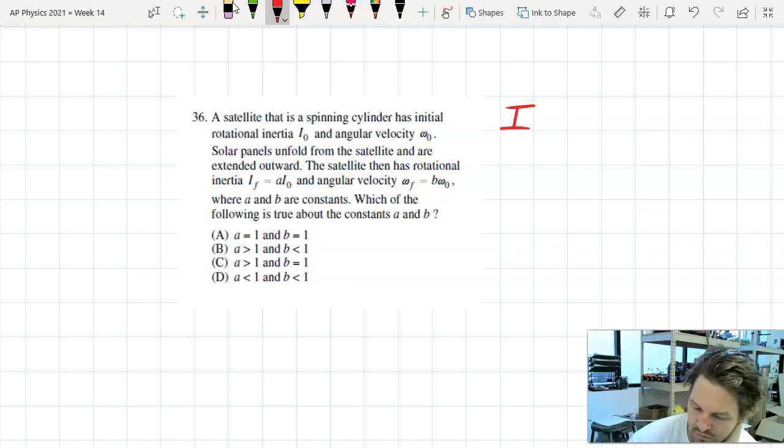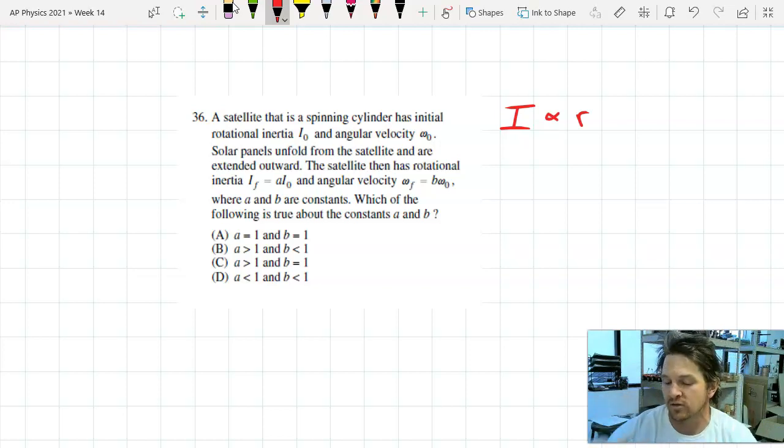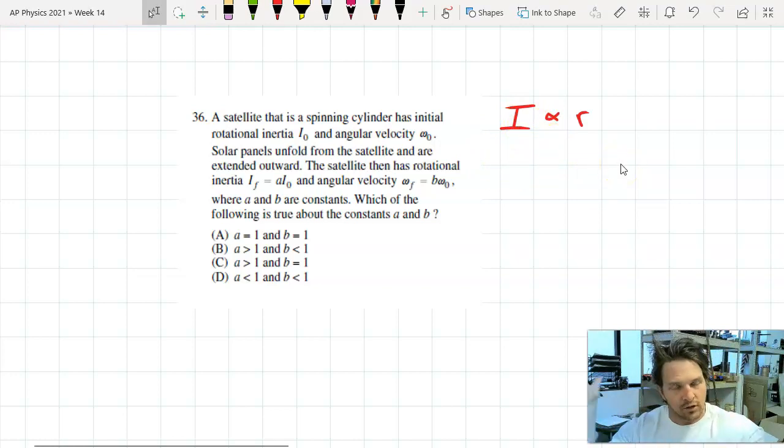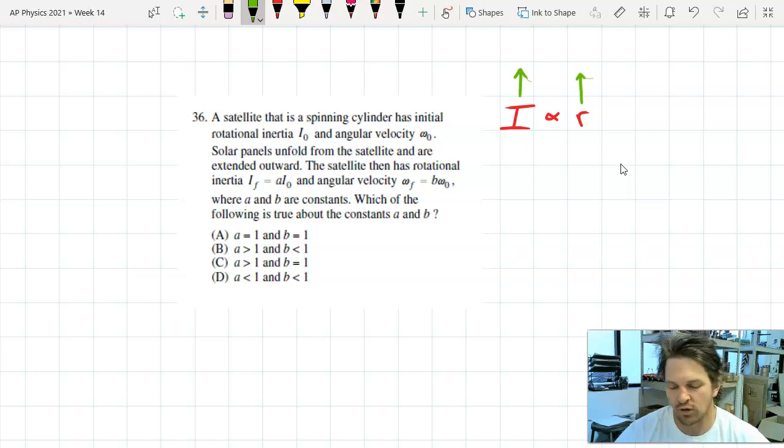Rotational inertia, or rotational mass, is proportional to the radius. Remember, it depends on where the mass is relative to its axis of rotation. The further away the mass is from the axis, the bigger the rotational inertia gets. It's harder to turn something when the mass is further away. So when they unfurl their solar panels, I goes up because the radius went up. All right, so that's one thing.